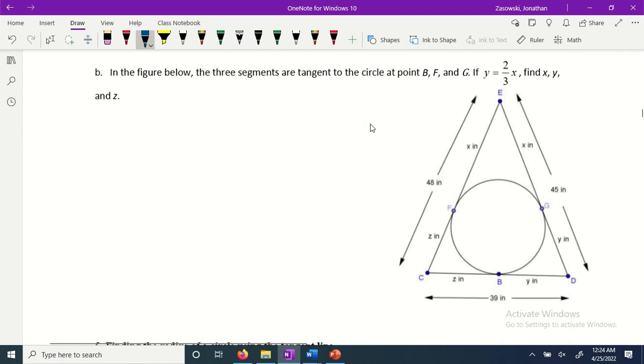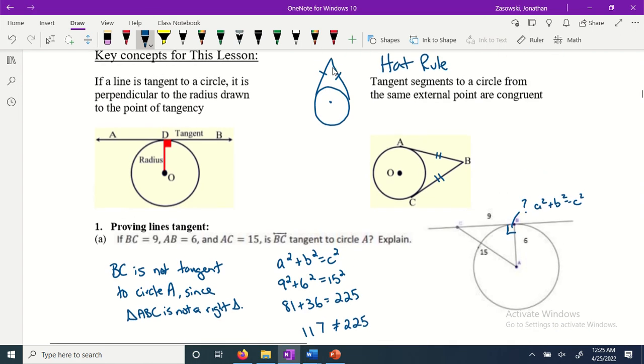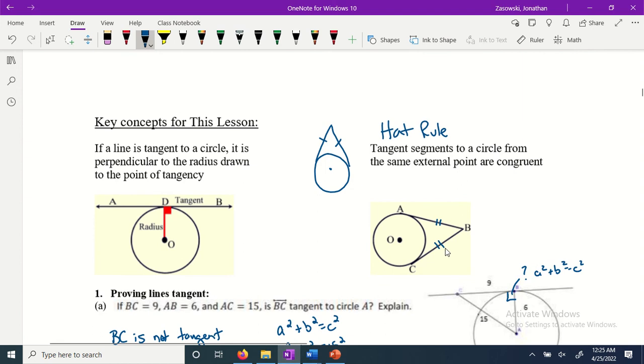All right, and on to question B. So in the figure below, 3 segments are drawn. If y is equal to 2/3 the length of x, find y and x. Okay, keep in mind here we're going to be using the hat rule. So going back up, remember in the hat rule, if these 2 segments are drawn from the same point of tangency, then they are going to be congruent.